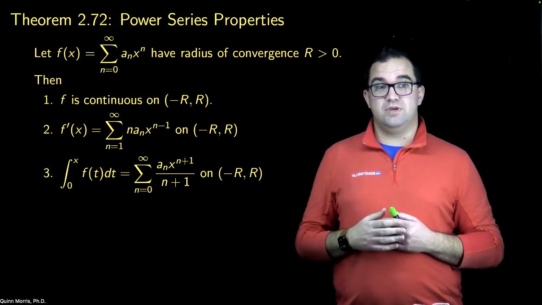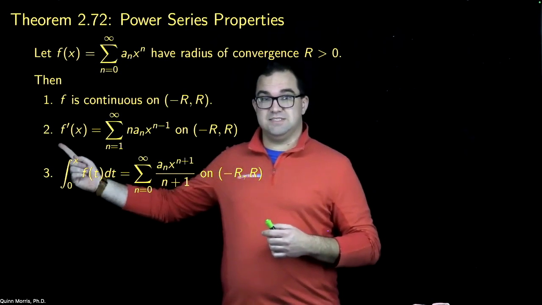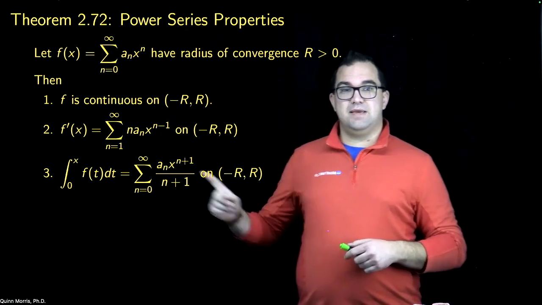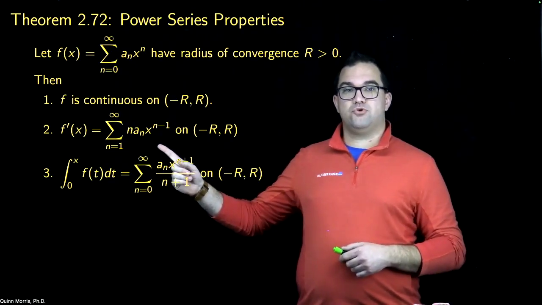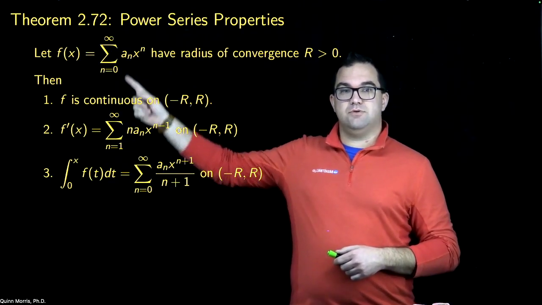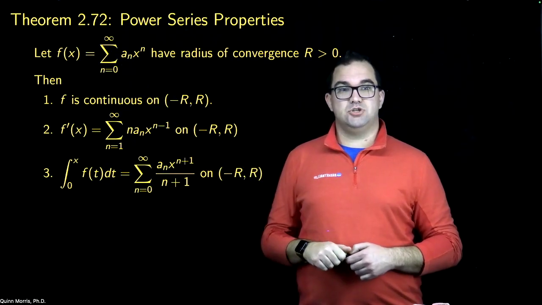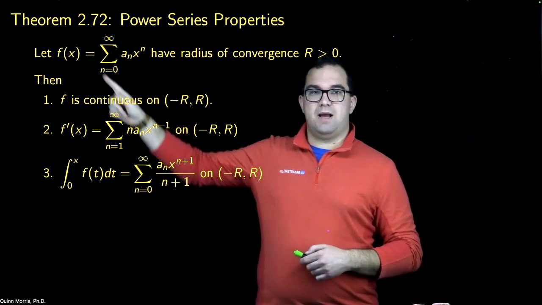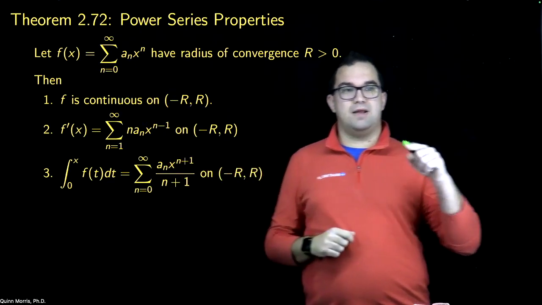The second piece, even though it looks like it's just giving a formula for the derivative, is really telling us two things. It's telling us that the power series is differentiable and that its derivative can be expressed as the term-by-term derivative of the power series presentation. So I can find the derivative of this power series function by just taking the term-by-term derivative.